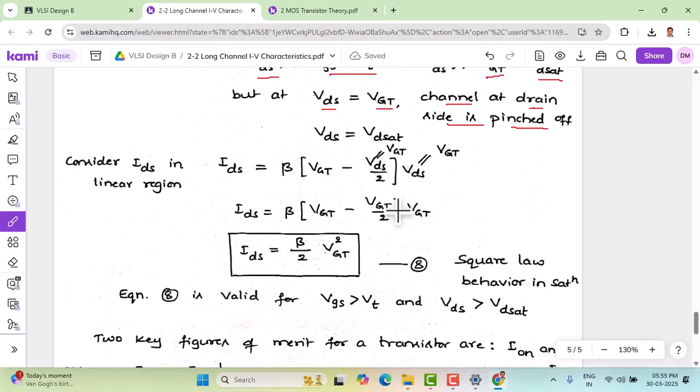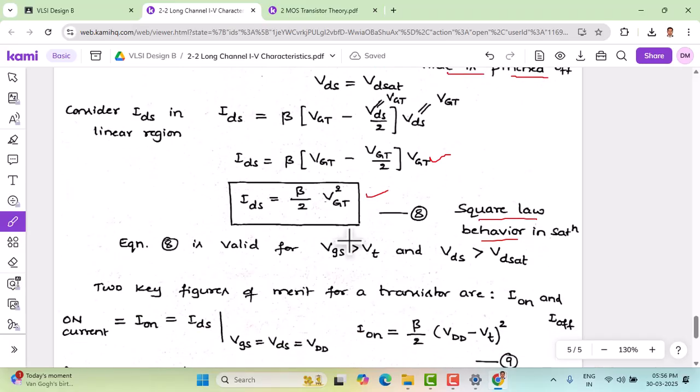So the modification for this equation is now IDS equals beta into (VGT minus, in place of VDS, we can substitute VGT). So here also we have VDS, we can substitute as VGT. Therefore this complete equation can be simplified further. After substituting VGT, we arrive at this equation, and after simplification we get the final equation: IDS equals beta by 2 into VGT square. In saturation we can conclude that the MOSFET behaves like a square law. Equation 8 is valid only for VGS greater than VT and VDS far greater than VDS sat. That is nothing but the saturation region.